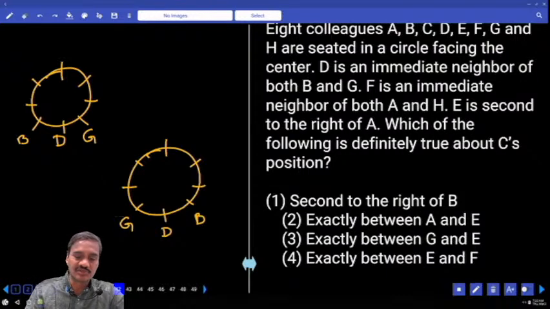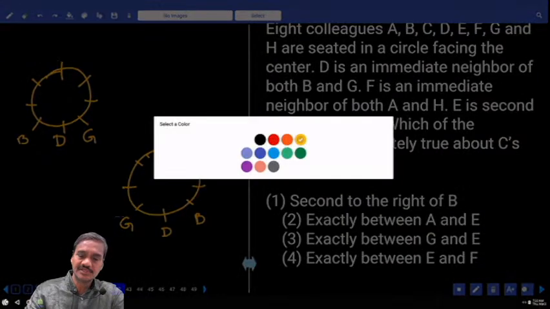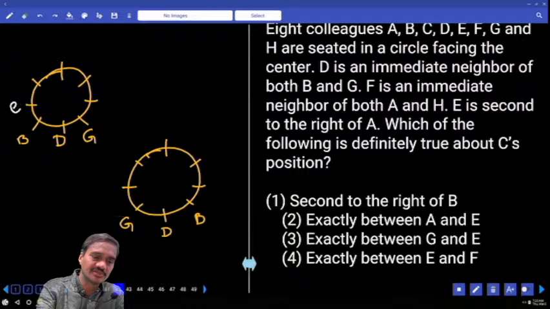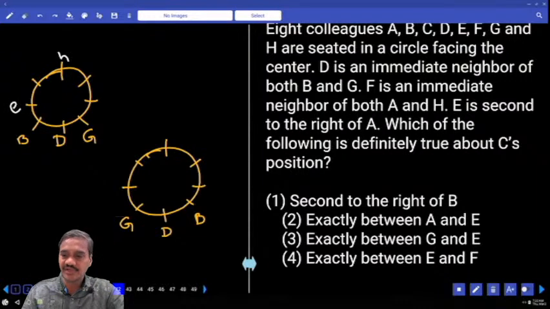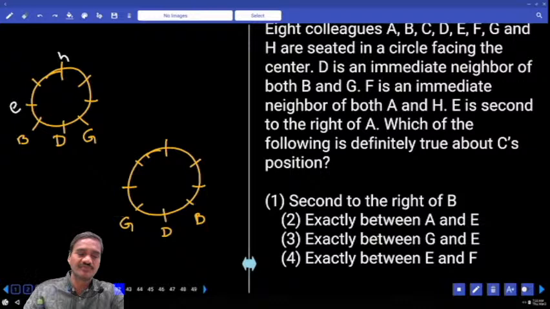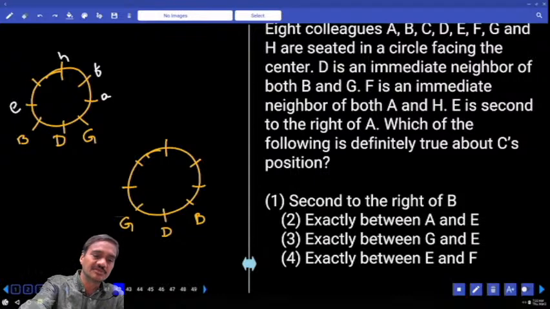E is seated second to the right of A. Let us check out the possibilities, E and H. Now if E and H were like this, F is an immediate neighbor of A and H. F is here, A will be here. So this is one such possibility. Then E is seated second to the right of A. Is it possible here? Not possible. Hence F is an immediate neighbor of both.